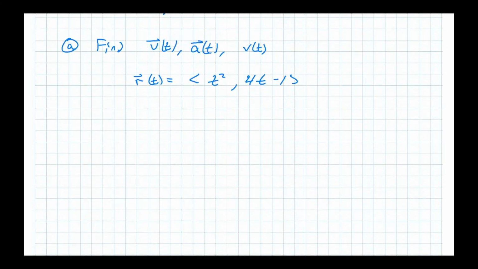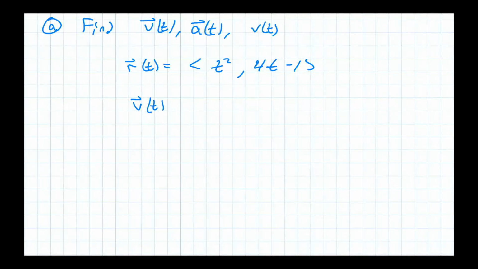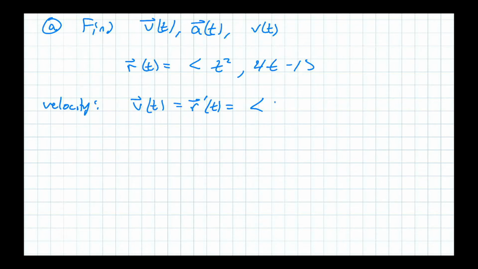Okay, so if you're trying to find the v of t, then we're just going to find the derivative, right? So this is velocity, and we just want the derivative of position. I feel like I didn't write the word velocity there. So we know that it's just the derivative of position. So we just take the derivative of this function with respect to t. So the derivative of t squared is 2t. The derivative of 4t minus 1 is 4.